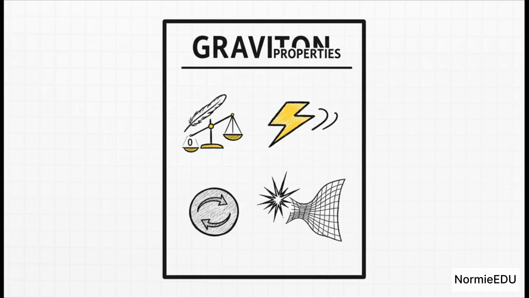It should be massless, because gravity seems to reach across the entire universe, and it has to be what's called a spin 2 particle. Now, that's a super technical term, but you can think of it like this. A photon has spin 1, and it can push or pull, but a graviton needs spin 2 so that it's always attractive, always pulling matter together.